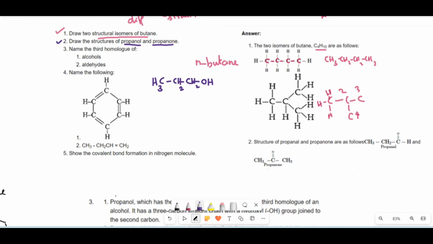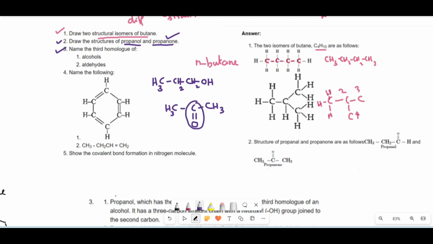For propanone, this is actually a ketone. So the central carbon should have a double bond to oxygen. This CO group is called the keto group. Around these two carbons you add hydrogen. So CH3, CO, CH3. This is called propanone. Now, the next question: name the third homologue of alcohols and aldehydes.